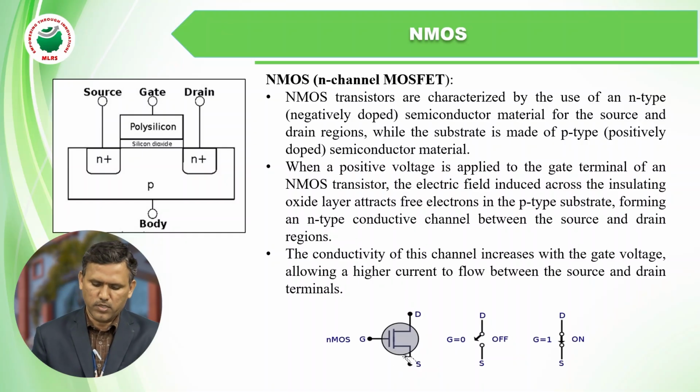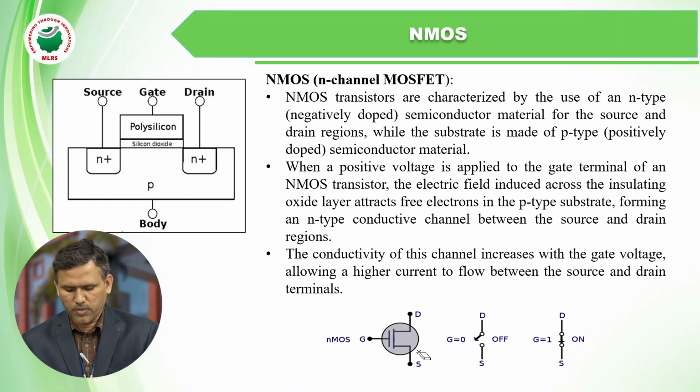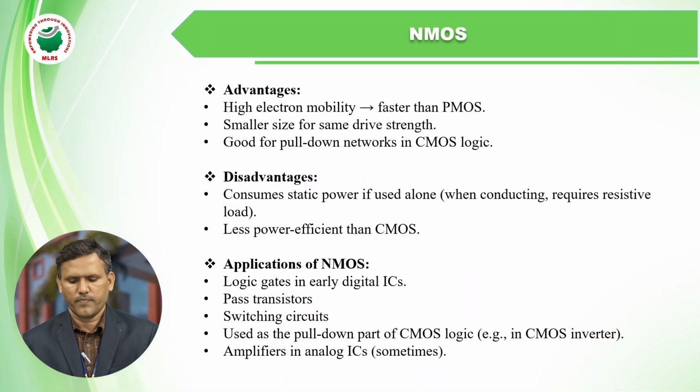This is the NMOS symbol. When the gate voltage is 0, this NMOS acts as an open switch. When gate is equal to 1, it acts as a short circuit. The advantages of NMOS: high electron mobility, faster than PMOS, small size for the same drive strength, good for pull down networks in CMOS logic.